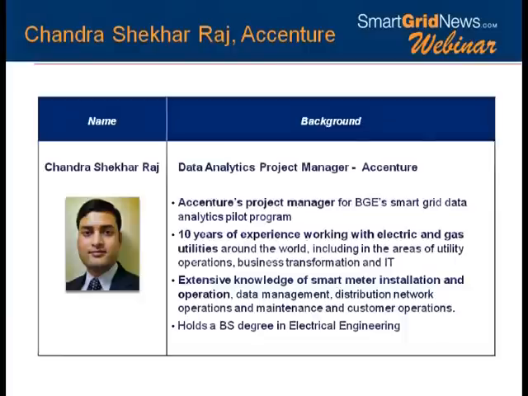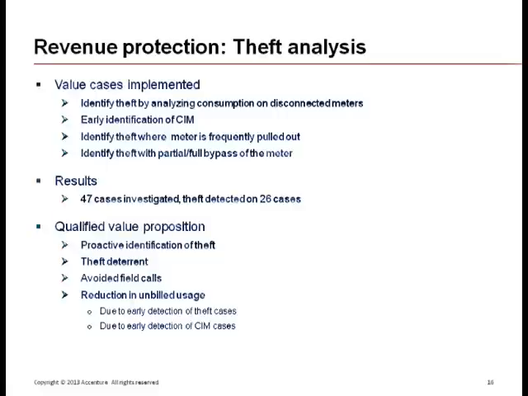I'll take you through some of the value cases we have implemented so far in our pilot. So starting with the revenue protection business area, we did theft analysis, wherein we identified theft by analyzing consumption on disconnected meters. We identified CIM cases earlier than the normal process. We identified theft where meter was being put out frequently, and we also identified theft where meter was partially bypassed.